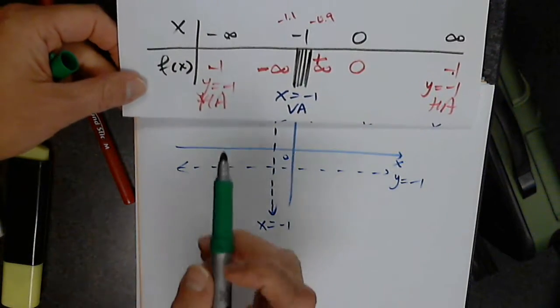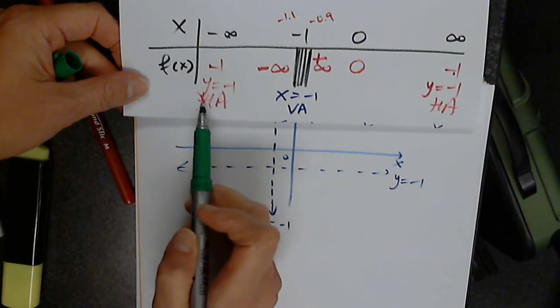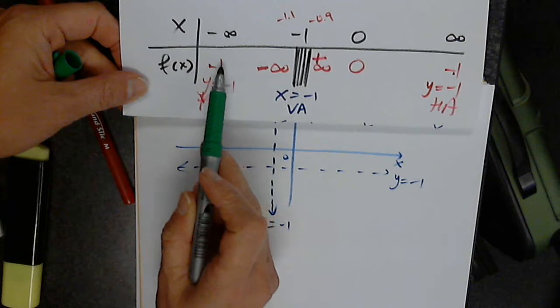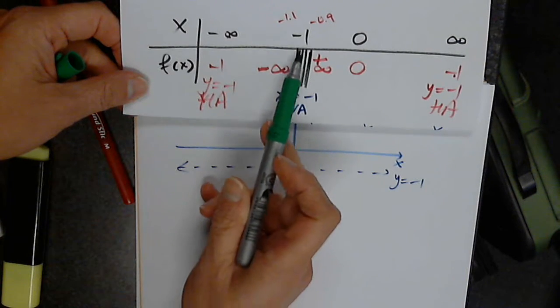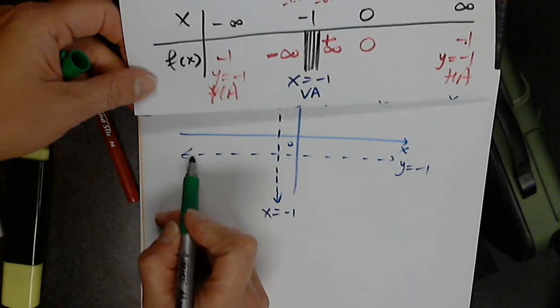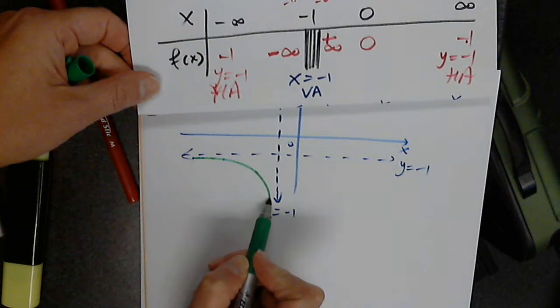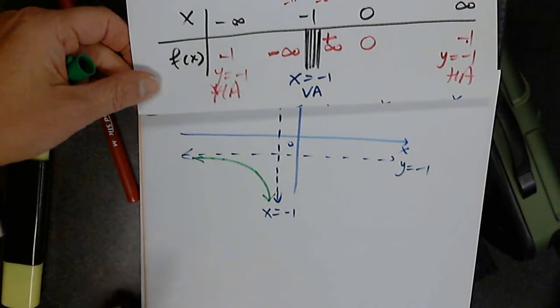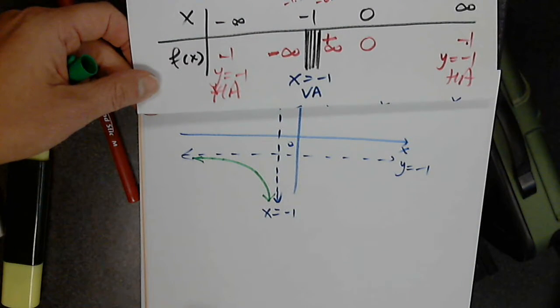It says, from approaching -1, which is the horizontal asymptote, it goes down to -infinity on the left-hand side of the vertical asymptote.